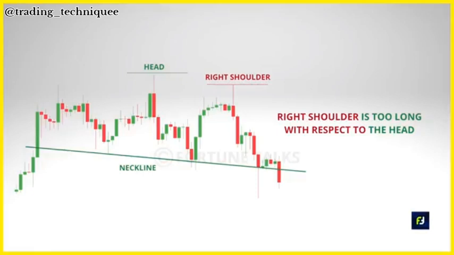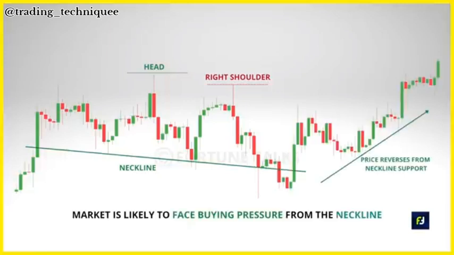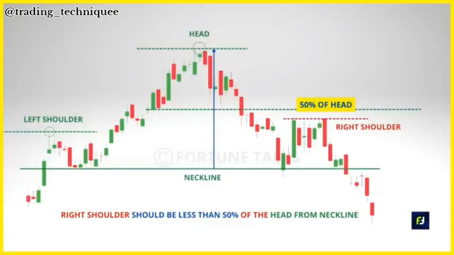And why is it so? Because the price has moved a very long distance from the highs of the right shoulder to the neckline or the support area, which will attract more sellers on the way. So the market is likely to face a buying pressure due to the profit booking by the sellers and also from the traders who want to buy from the support level. Now, this creates a strong buying pressure which will lead to an increase in the price and the pattern will fail. So make sure that the right shoulder is shallow and ideally it should stay below 50% of the head.